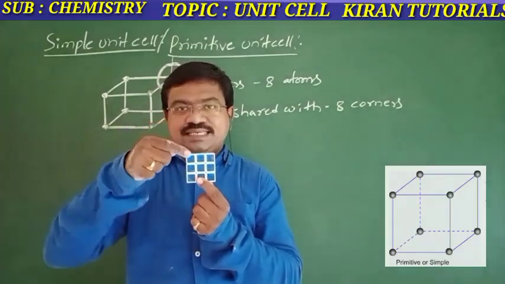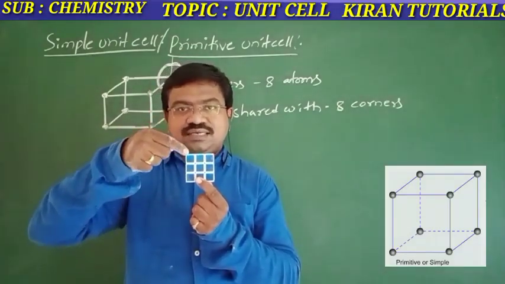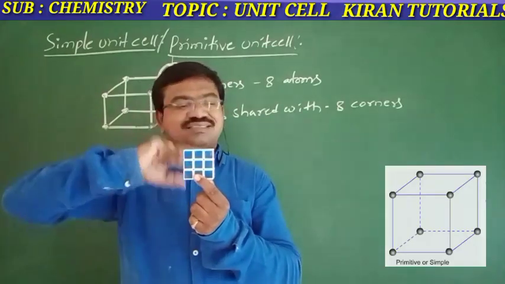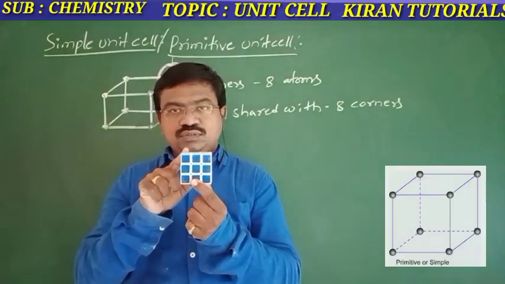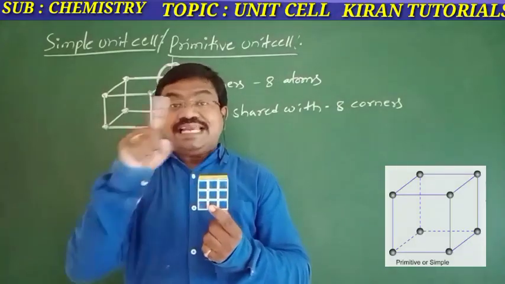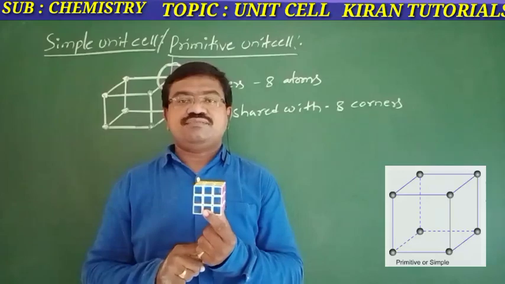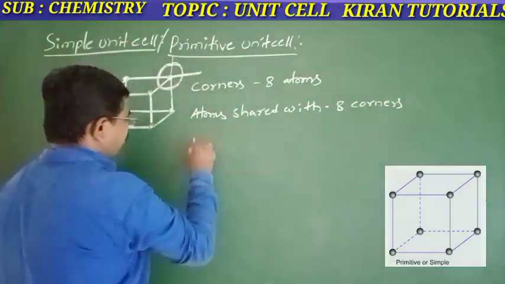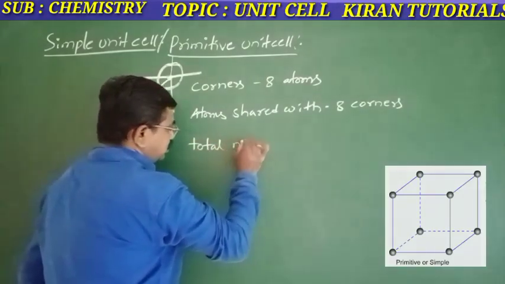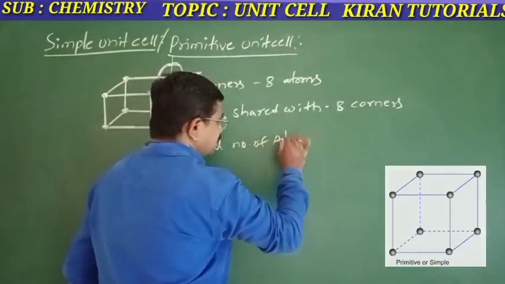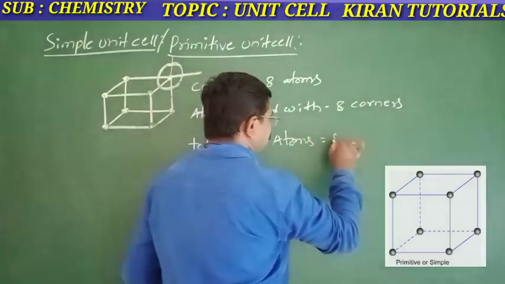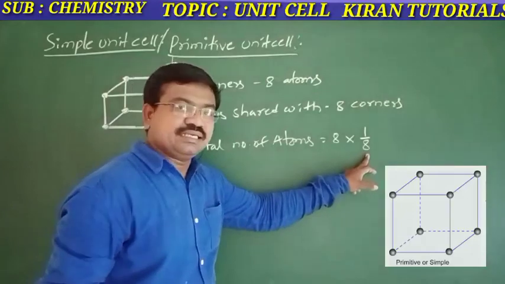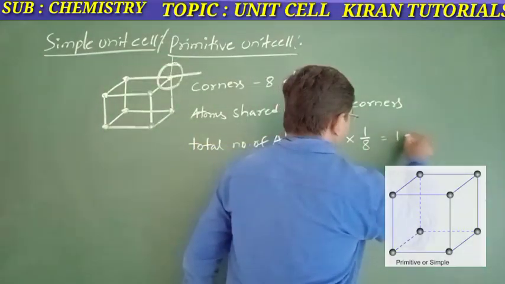One atom is present here, that is 1, 2, 3, 4, and back side 1, 2, 3, 4. So 8 corners. The atom is shared with 8 corners. So the total number of atoms is equal to 8 atoms present, and each is shared with 8 corners. So that is equal to 1 atom.